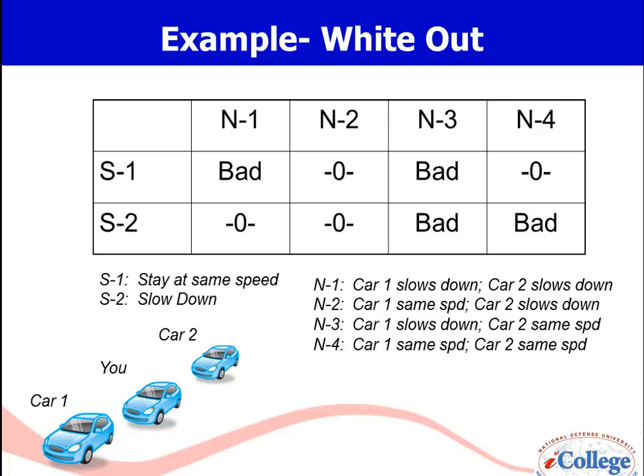State of nature 1, or N1: both cars slow down. N2: car 1 stays at the same speed and car 2 slows down. State of nature 3: car 1 slows down, car 2 stays at the same speed. And in state of nature 4, or N4: both cars stay at the same speed. You can realize the outcomes depending on my decision and the state of nature as indicated in the chart.